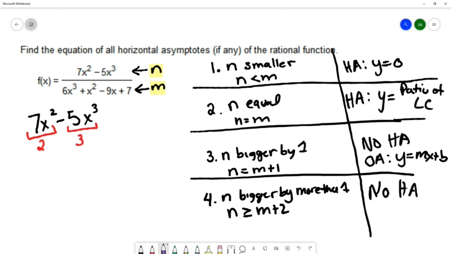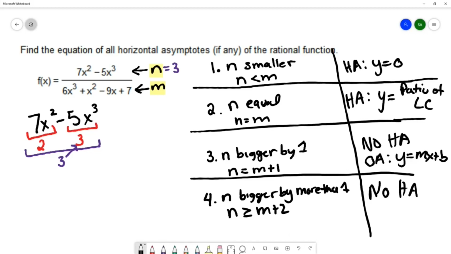And then we identify the degree of the whole expression to be 3, and that is the highest of the degrees. So we now know that n is 3. The degree of the numerator is 3. But then we're going to look at the degree of the denominator.